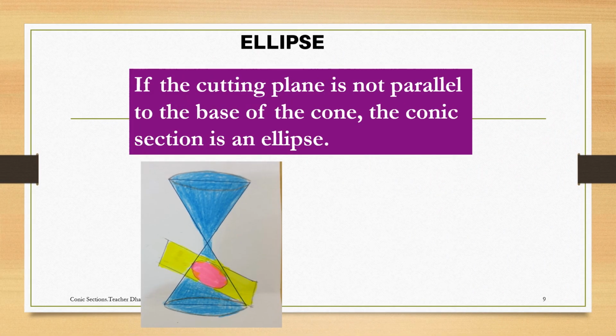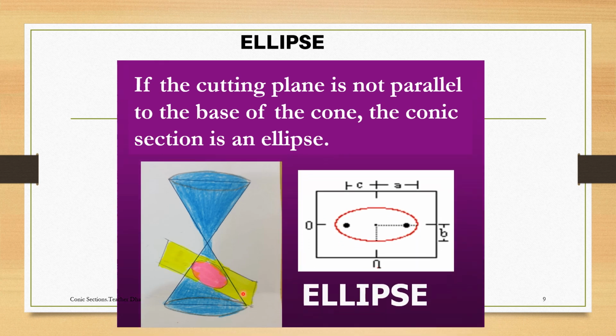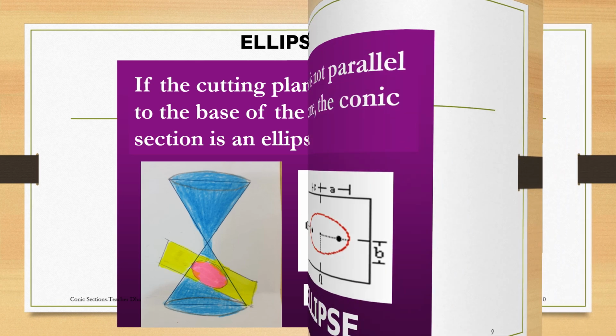The next conic section is what we call an ellipse. If the cutting plane is not parallel to the base of the cone, the conic section is an ellipse.